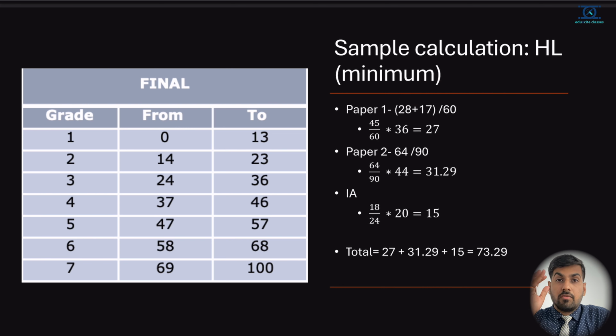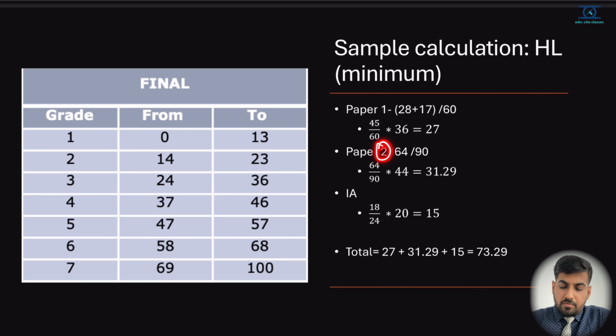Out of 40, if you get 28 correct, there's no negative marking again. And 17 questions will be the same for HL and SL, for the experimentation-based questions. So that will be 45 out of 60, and 36% is the weightage of paper 1. So you will get 27 out of 100.